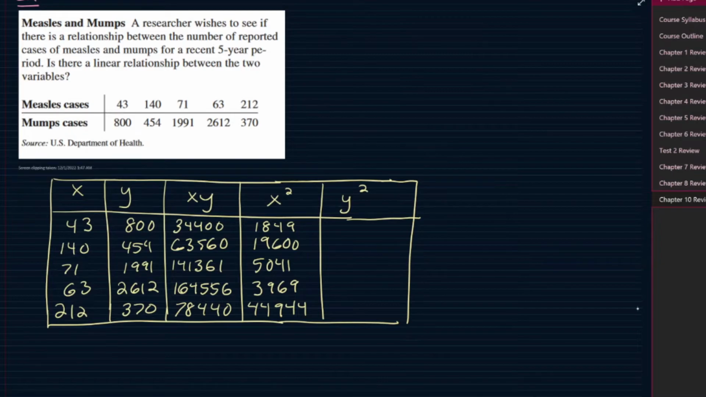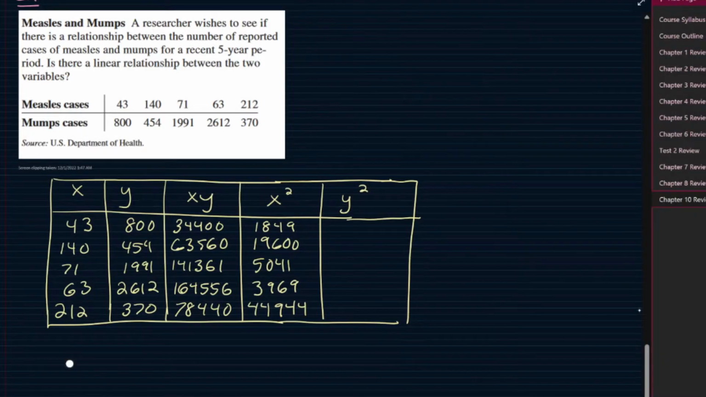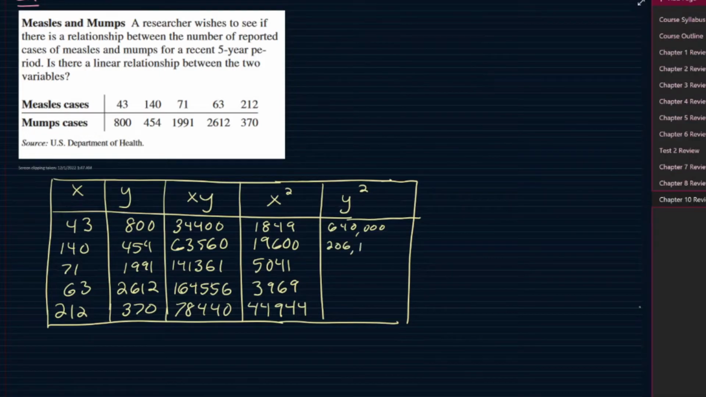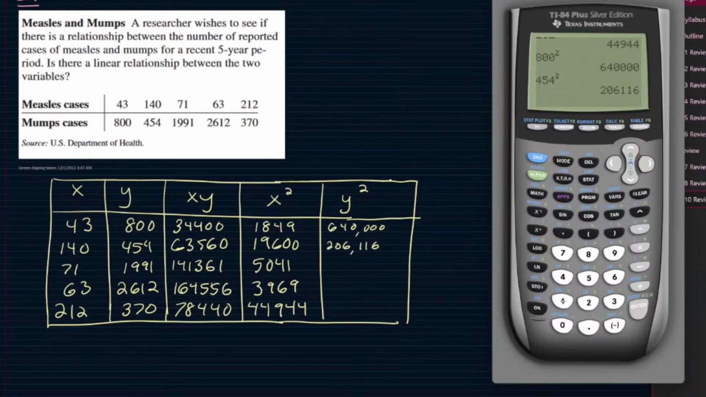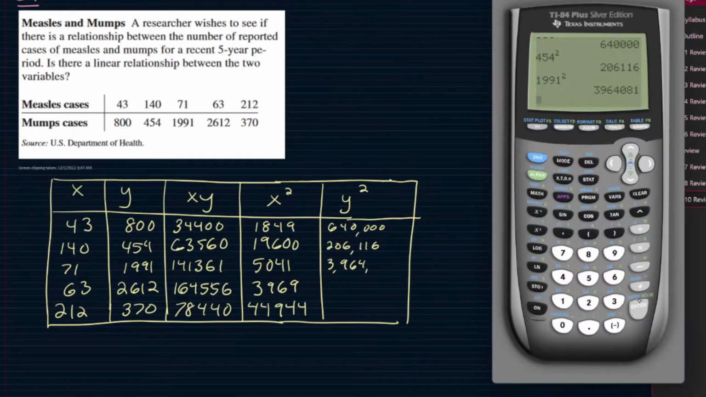And a column for the y squareds as well, so 800 squared, 640,000. 454 squared, 206,116. Yeesh. 3,964,081.